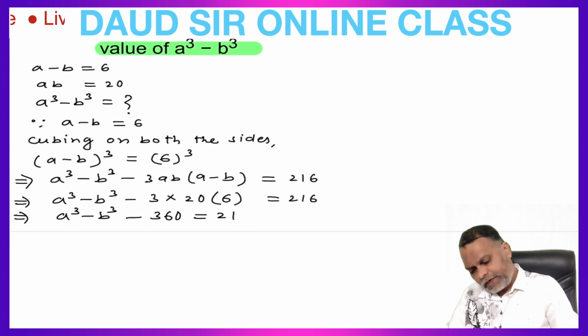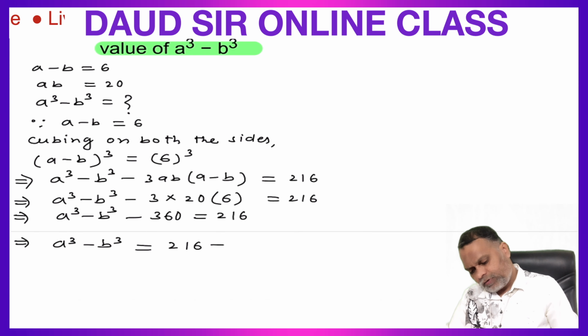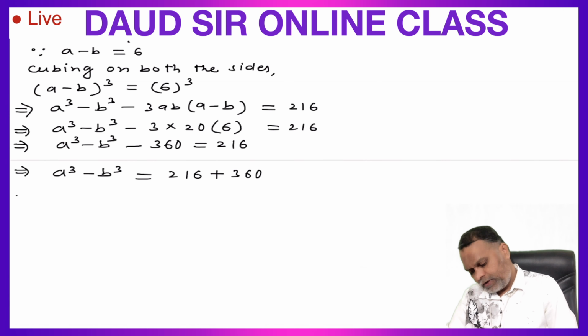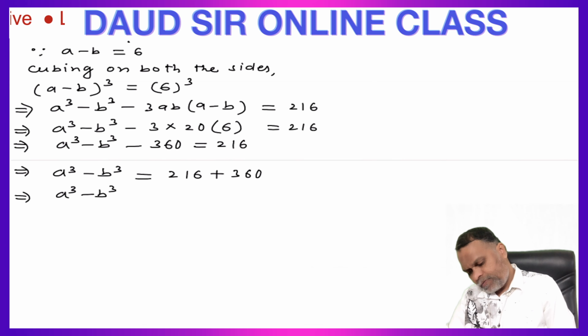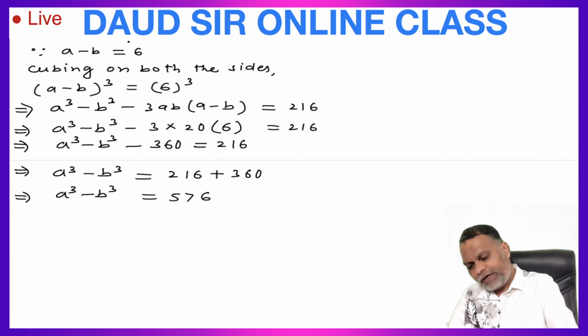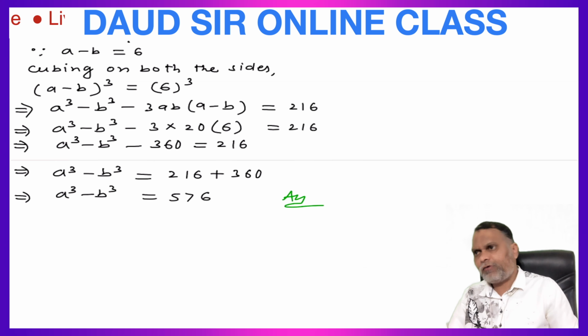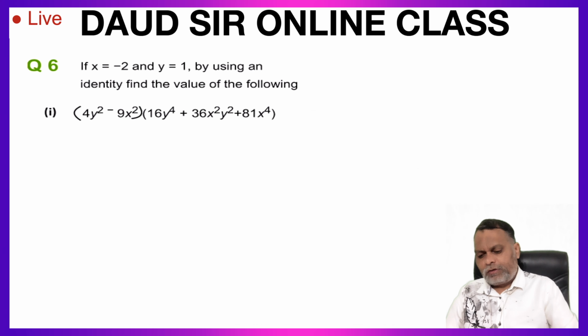is equal to 216, which implies a cube minus b cube. Shift this minus 360 to this side. 216 plus 360, after shifting change the sign, which implies a cube minus b cube is equal to 6 plus 0 is 6, 6 plus 1 is 7, 3 plus 2 is 5. 576 is the required value of the given expression.